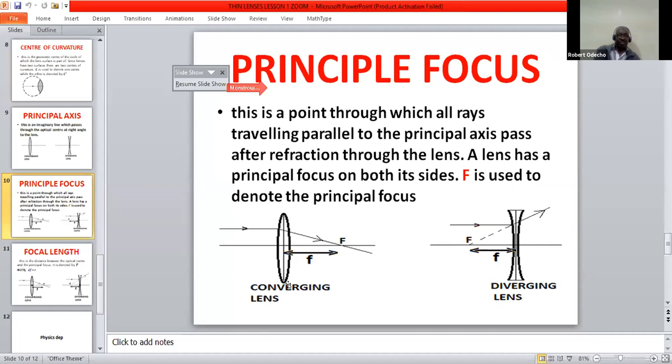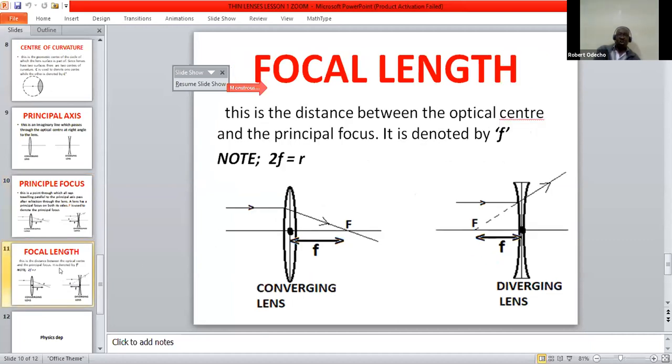Now, I want to go to focal length. So where have we come from? One, optical center. Two, center of curvature. Three, principal axis. Four, principal focus. Five, focal length. What is focal length? This is a distance between. Now we are talking of a distance. Where did we come from? Focal point or principal focus. There we addressed a point. And what happens at that point? The last property is focal length, which is denoted by letter small f.